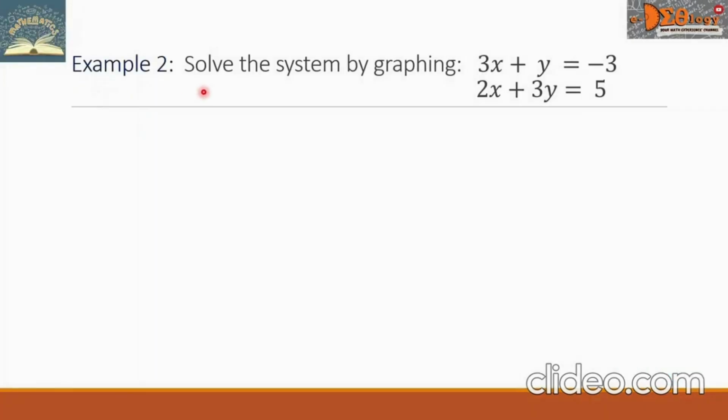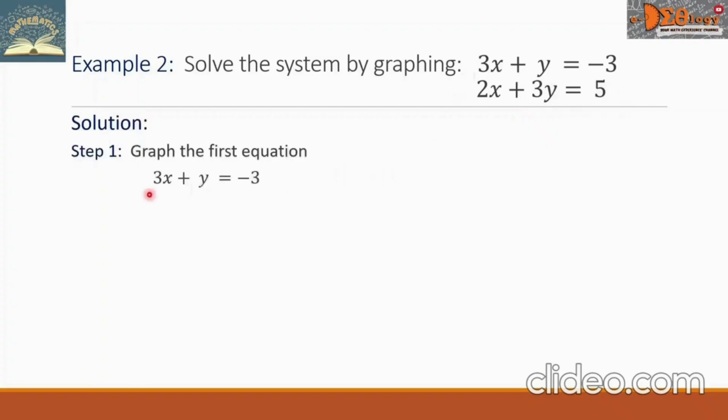Example 2. Solve the system by graphing. 3x plus y equals negative 3. 2x plus 3y equals 5. Let us graph the first equation. We have this 3x plus y equals negative 3. Let us find the intercepts.